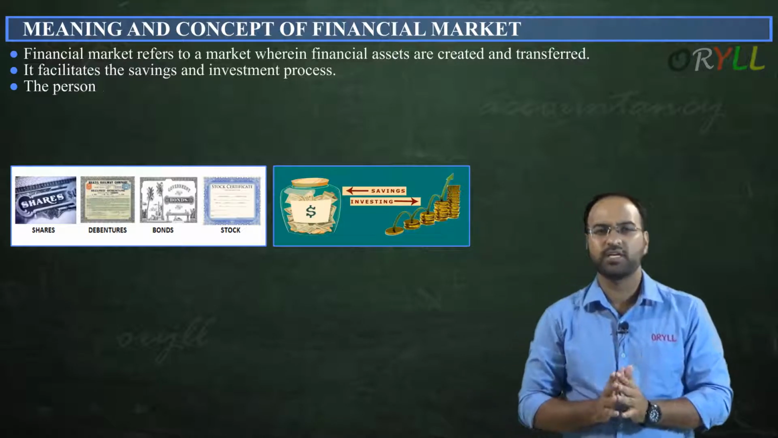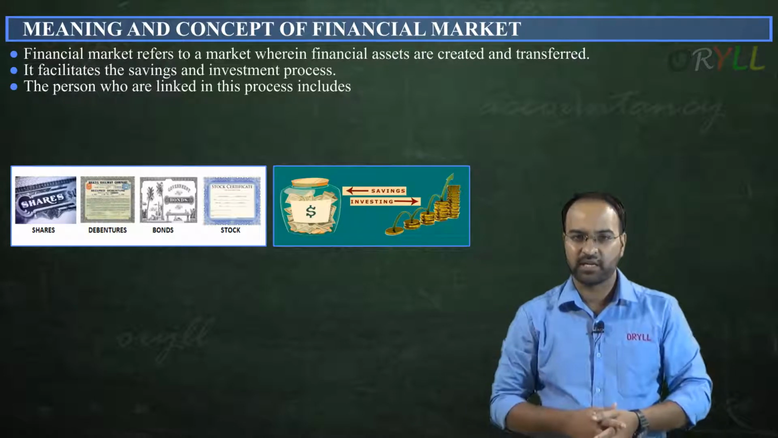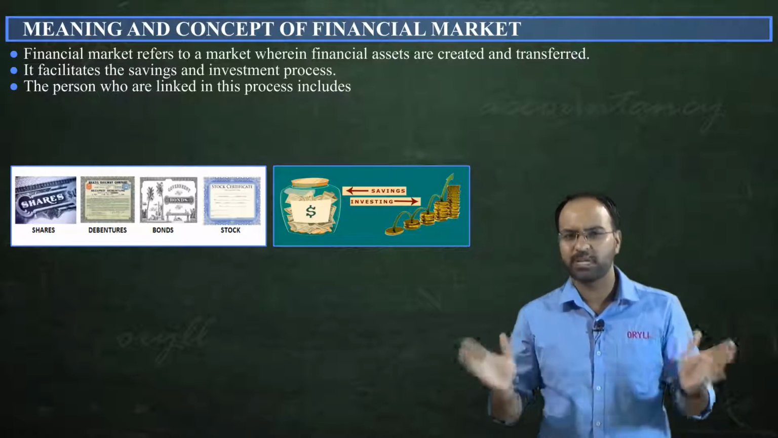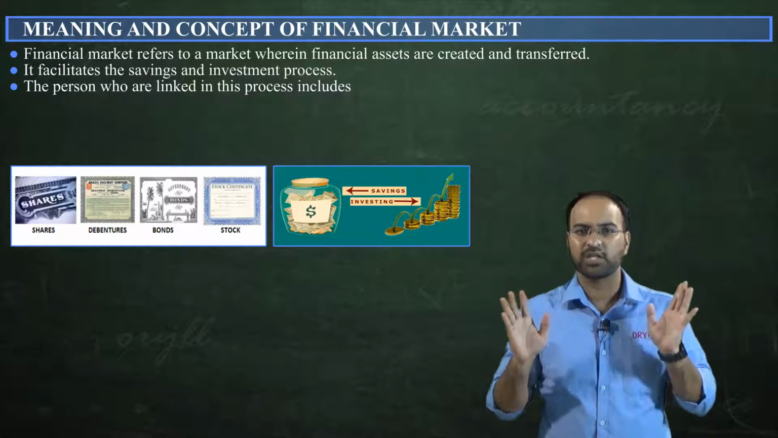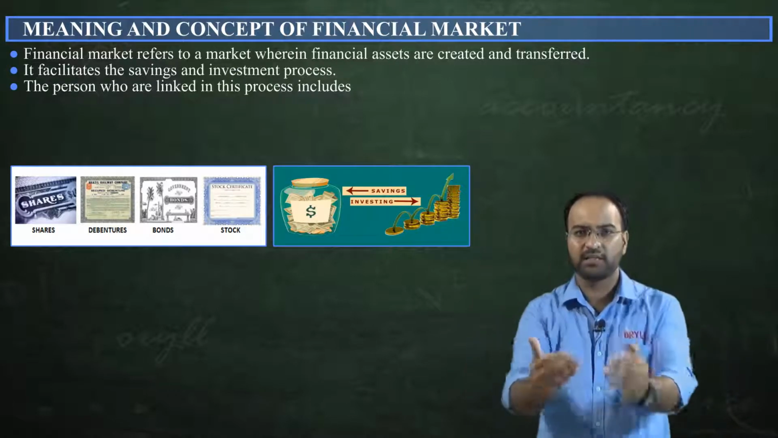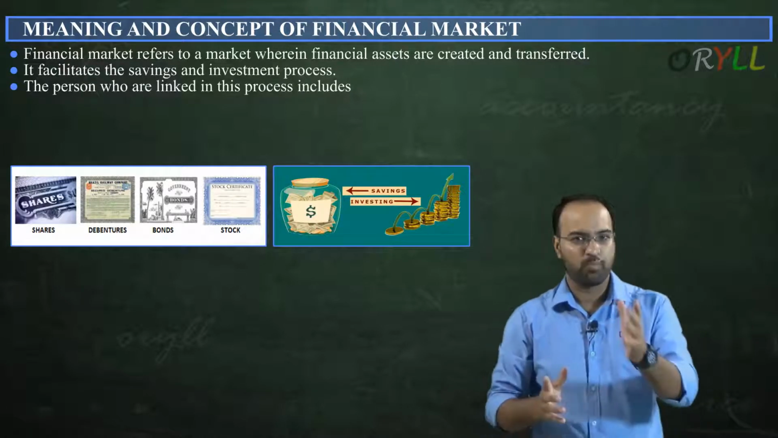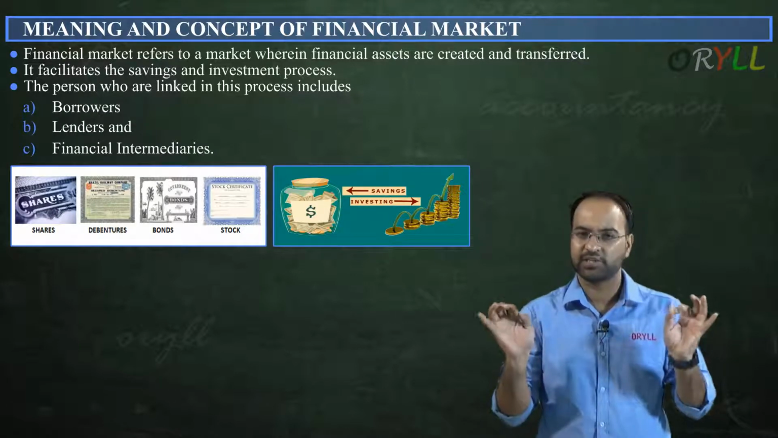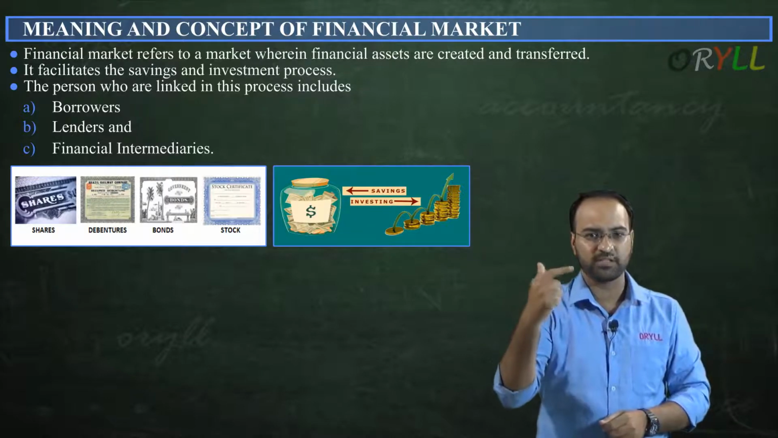Got it? Now the point is, sir, who are the players in this market? Who are the persons operating in this market? See, there are so many persons here, but majorly 3 players are in this market: borrowers, lenders and financial intermediaries. What do you mean by this? So understand, firstly, the persons linked in this process include borrowers, lenders, financial intermediaries.